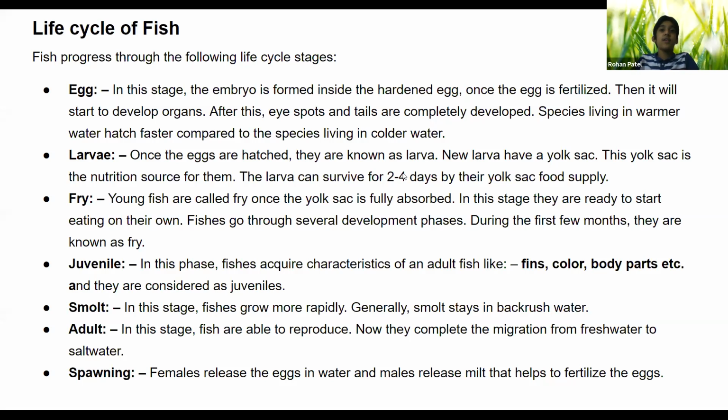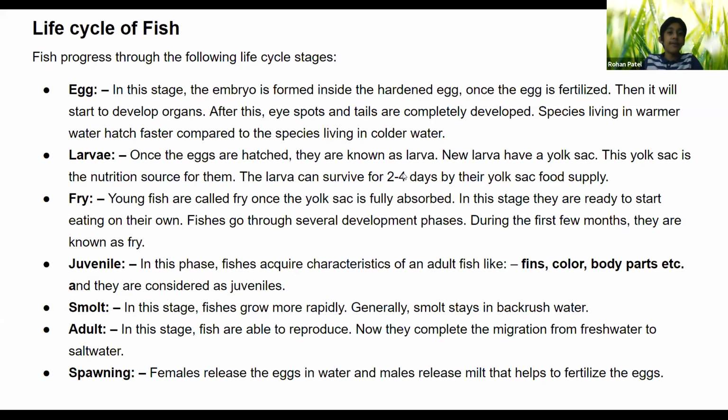A juvenile. In this phase, fishes acquire characteristics of an adult fish, like fins, color, body parts, etc., and they are considered juveniles. Then we have our smolt. In this stage, fishes are growing rapidly. Usually the smolt stays in brackish water. Then we have our adult. In this stage, fish are able to reproduce. Now they complete the migration from freshwater to saltwater, and then we have spawning.